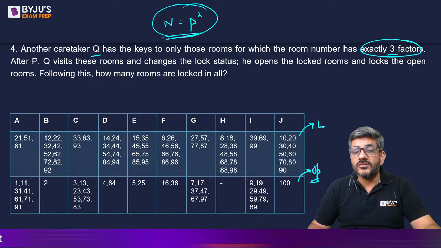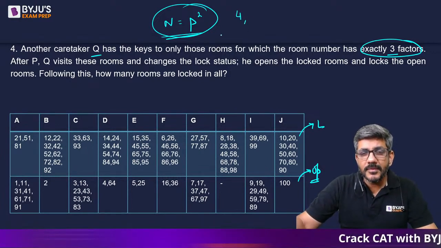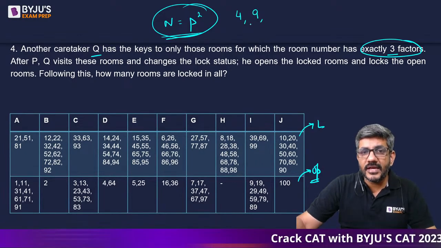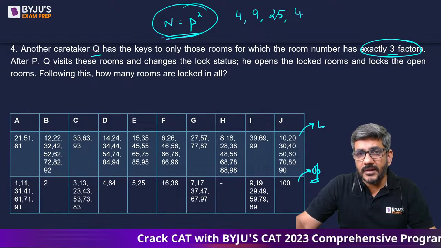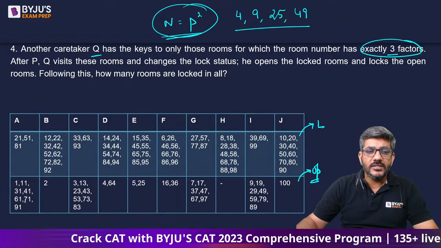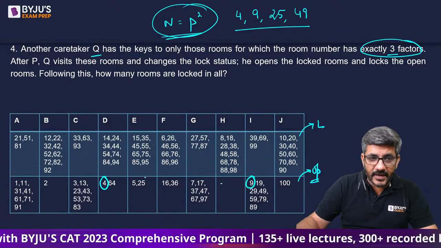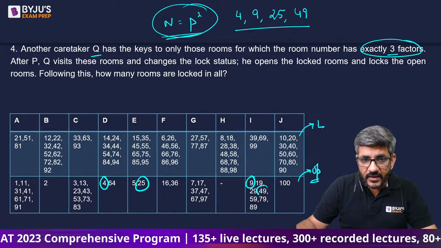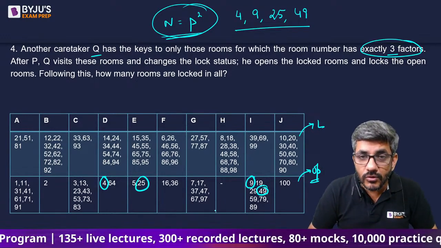So what are the squares of primes before 100? Square of a prime is 2 square, that is 4. Square of a prime is 3 square, that is 9. Square of 5 is 5 square, that is 25. And square of a prime is 7 square, that is 49. This 4, this 9, this 25 and this 49, they all are already in the category of open rooms.